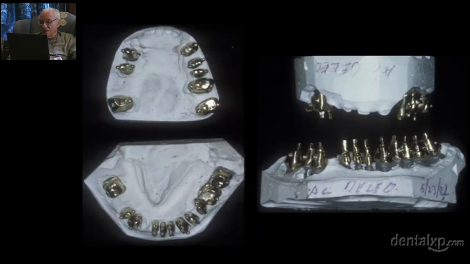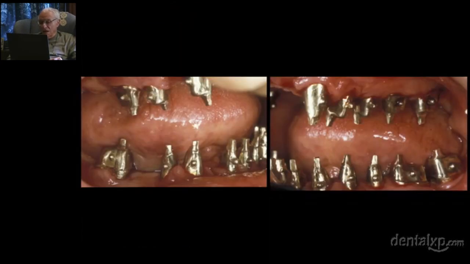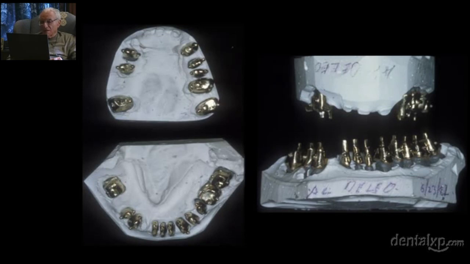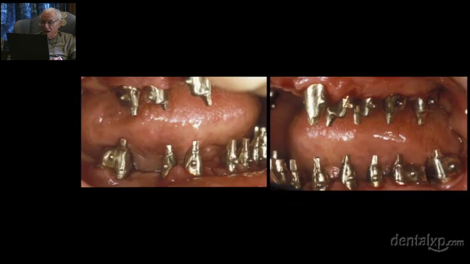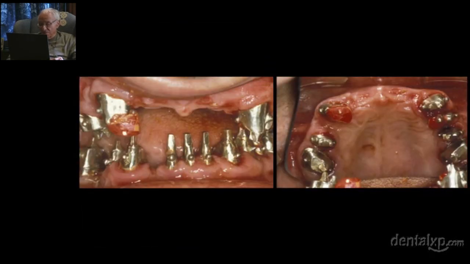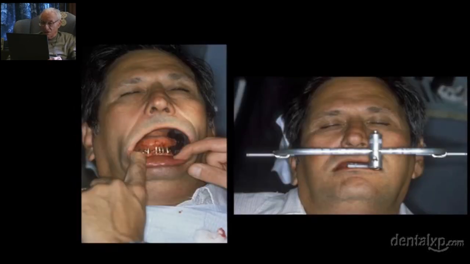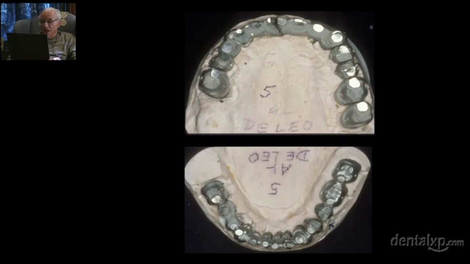And then after evaluation, taking impressions, plating our dies, making our transfer copings. Notice the size of the tongue, incidentally, which was also a problem. And the transfer of bite relationship, inter-arch. The face bow utilized here is a maxillary orientation. It's not a hinge axis.